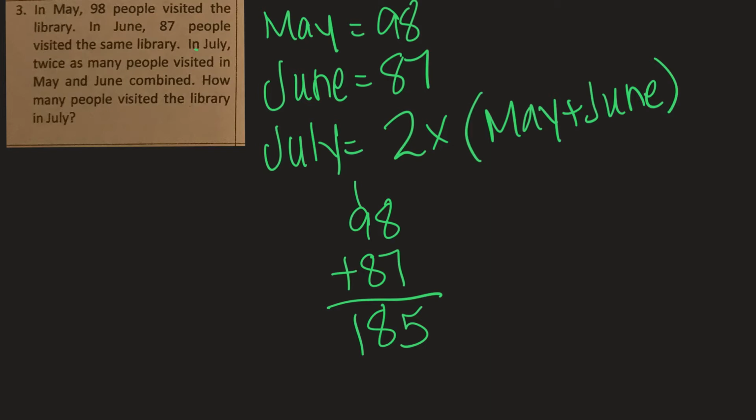So 98 plus 87 is 185. So I'm going to go back up here and look. I've added 98 plus 87, which is May plus June, and that's 185. Now I need to take that 185 and multiply by 2.